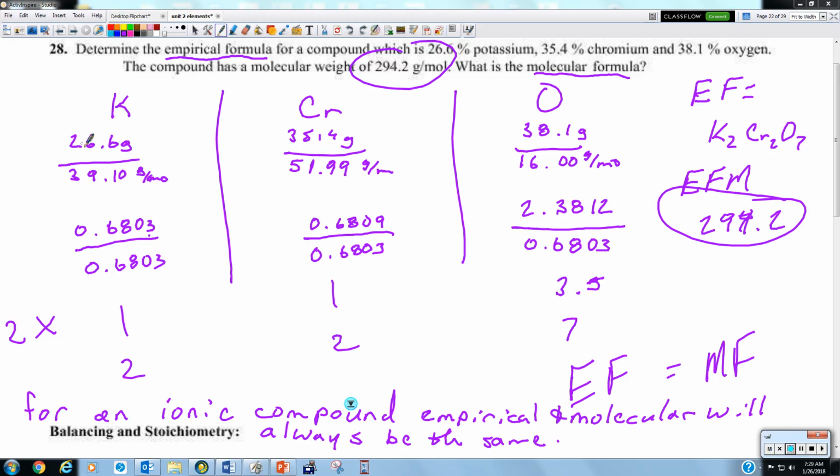So the first thing I did was convert all my percentages to a mass. I assumed 100 grams of the compound, and that's why I could do that. So 26.6% becomes 26.6 grams, 35.4% becomes 35.4 grams, and 38.1 grams. Then the next thing I did is I divided by molar mass to determine moles.